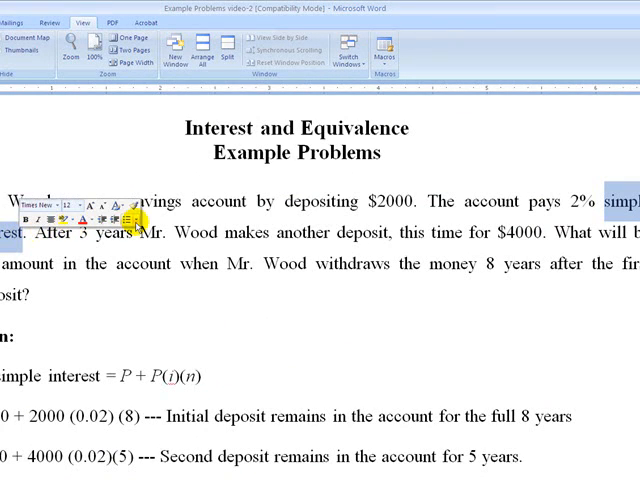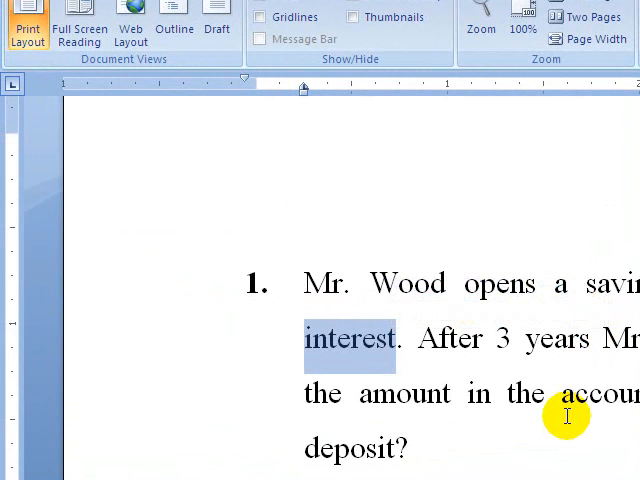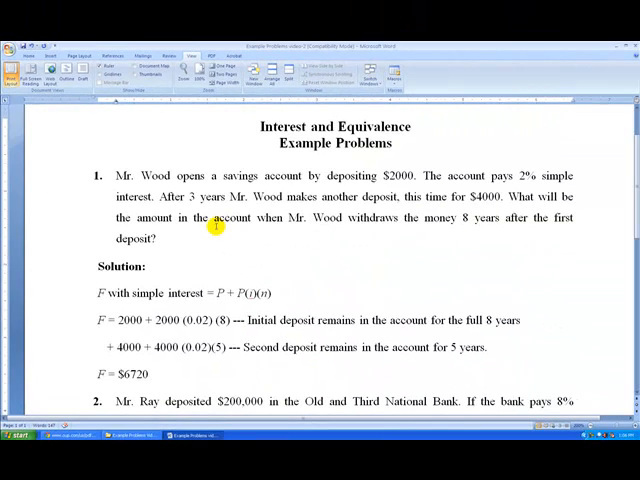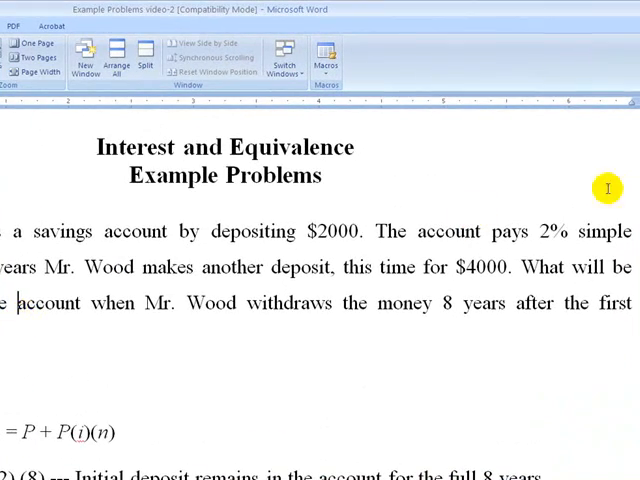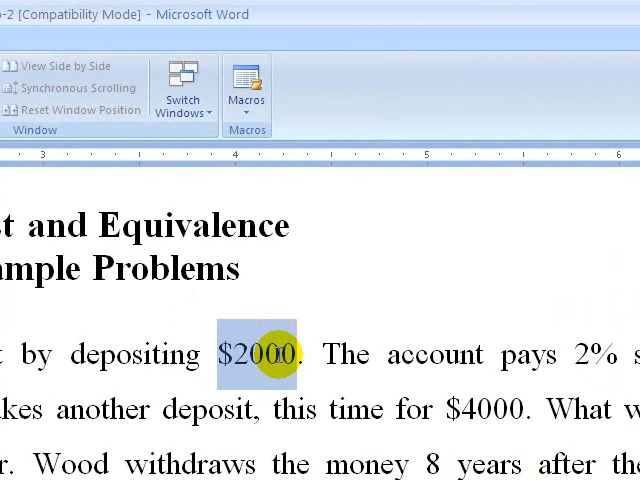As many of you may be aware, there are two different types of interest. One is called simple interest and another one is called compound interest. What is the difference between the two? In simple interest, the interest that you get in year 1 doesn't get reinvested. For example, if $2,000 is invested in year 1.